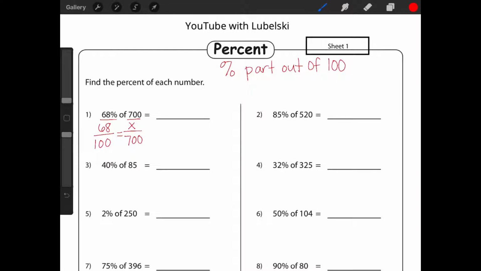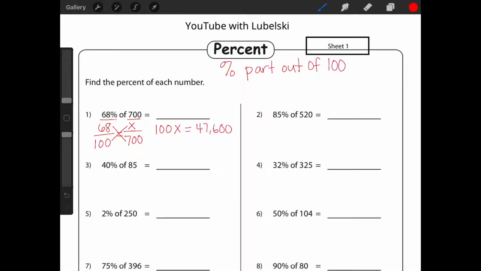My favorite way to do this problem is called cross products. 100 times x equals 100x. When two proportions are equivalent, their cross products are equivalent. So I'm going to do 68 times 700. This equals 47,600.